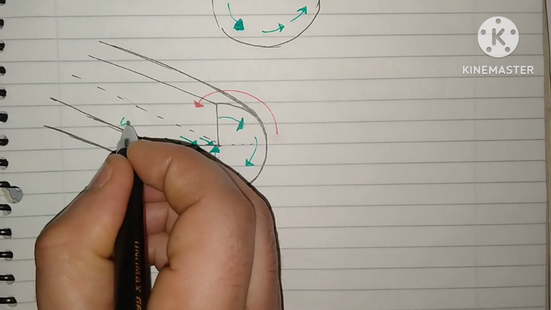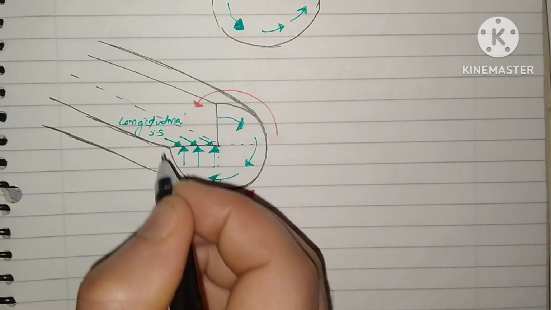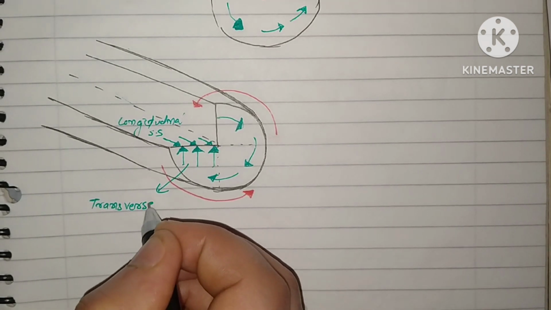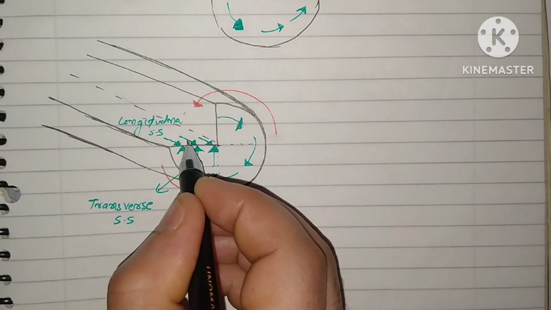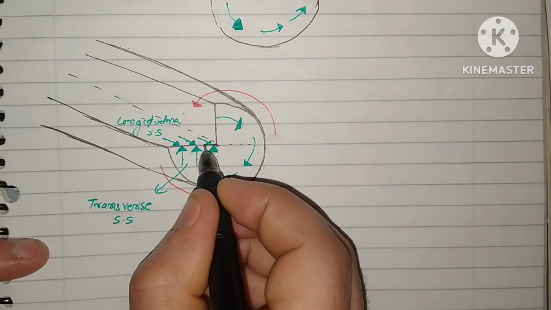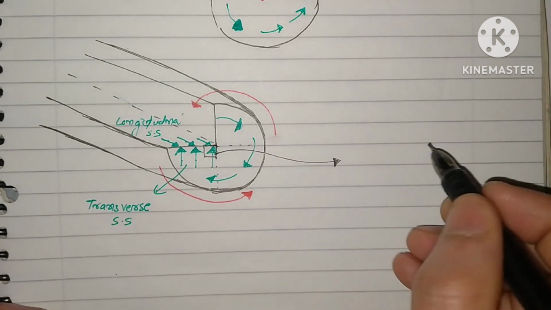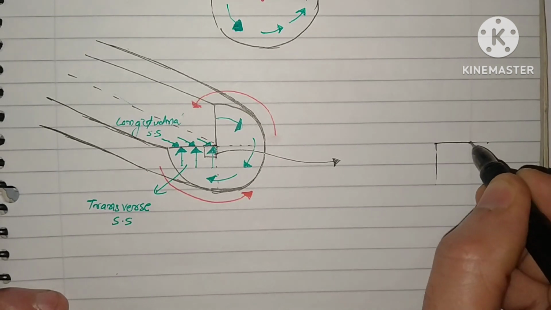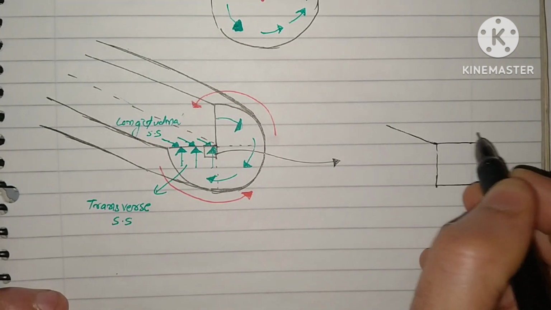So these are longitudinal shear stresses, and these are transverse shear stresses. This stress is complementary to this stress, and this stress is complementary to this stress. Suppose we take this small element here. This small element is like this. It will be in three dimensions. It will be like this.